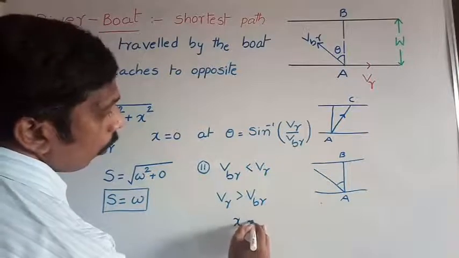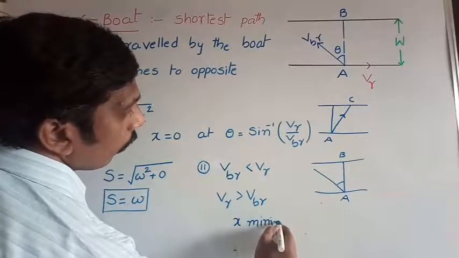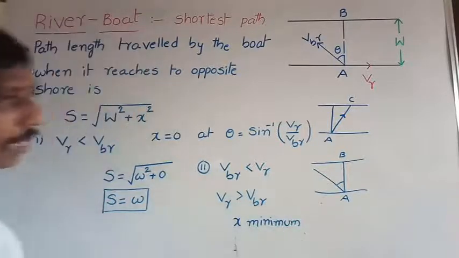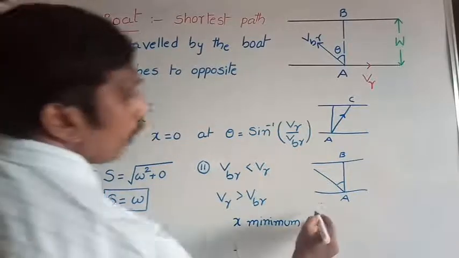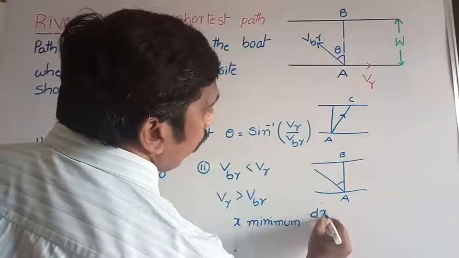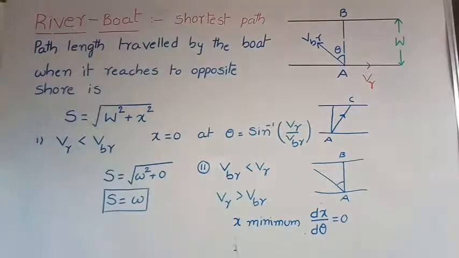This x value minimum means nothing but a constant, so we differentiate with respect to theta. So dx by d theta must be equal to 0. If he started with this theta angle, then he reaches the opposite bank in the shortest path. Now we have to calculate that shortest path value.